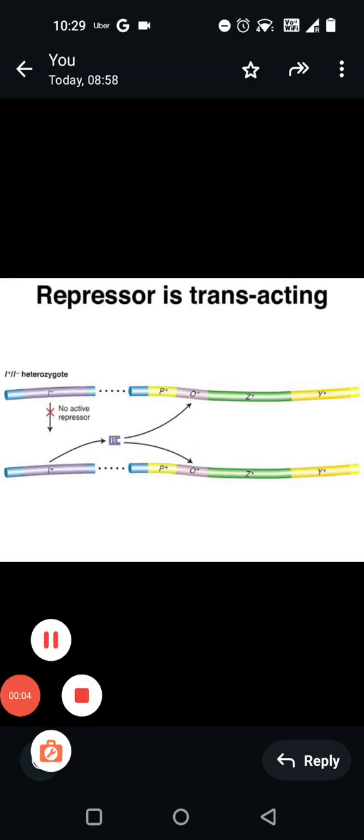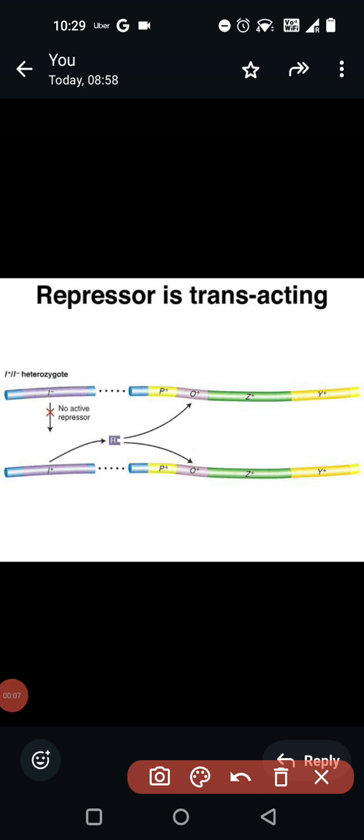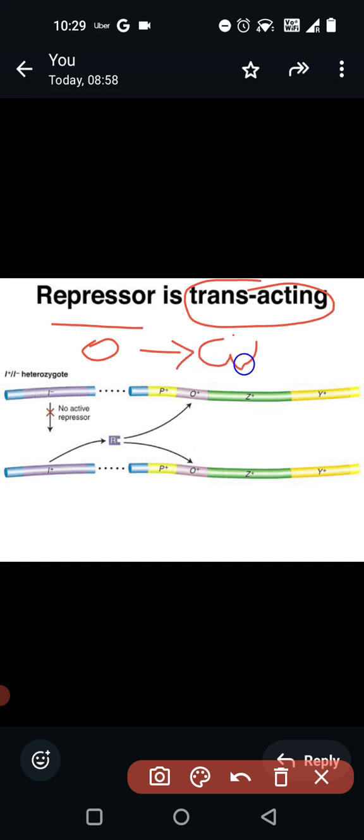So today I'm going to talk about the repressor of the operon as well as the operator of the operon, and how it works. Basically, the repressor always works in trans-acting mode. This you have to remember. The second important point is that the operator always works in cis-acting mode. Cis means they act locally. And repressor means they can travel across.